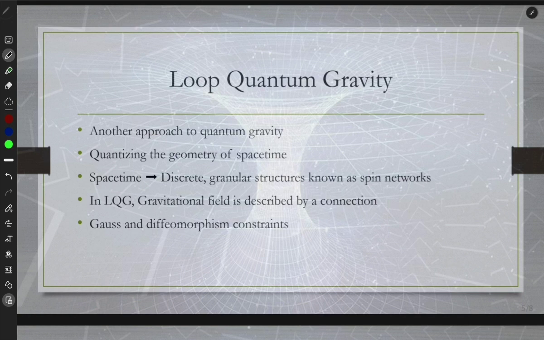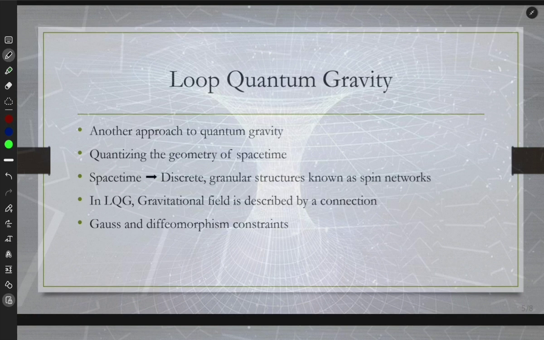Now, loop quantum gravity is another approach to quantum gravity that is based on the idea of quantizing the geometry of space-time itself. So you quantize the space-time itself, right? In this approach, space-time is no longer assumed to be a smooth continuous manifold. It is rather composed of discrete granular structures, which we call spin networks, right? And I'm going to show you spin networks in the next page, but we'll get to that in a bit.